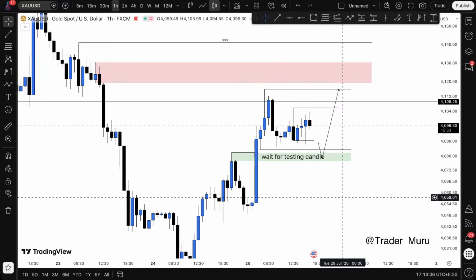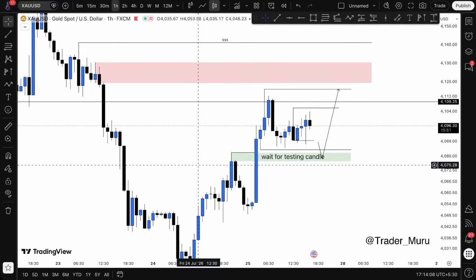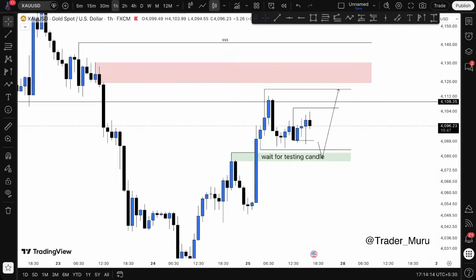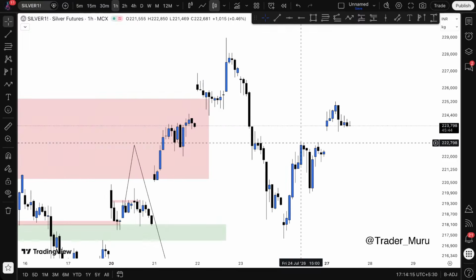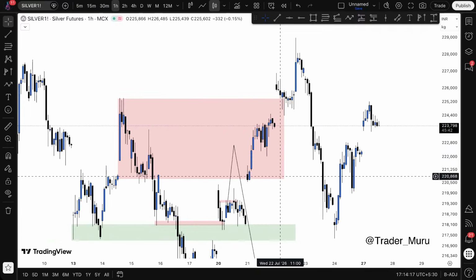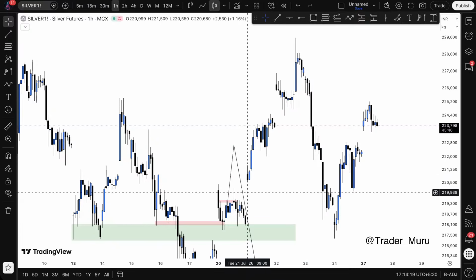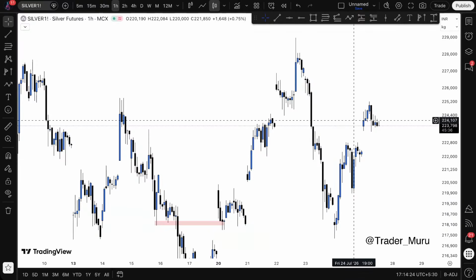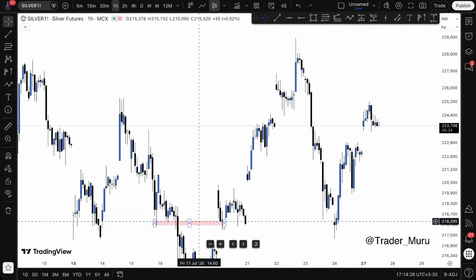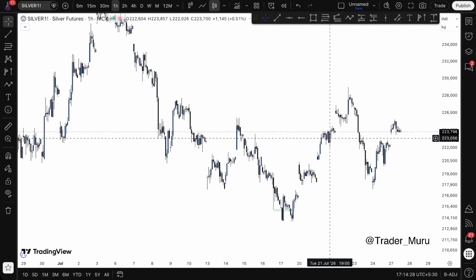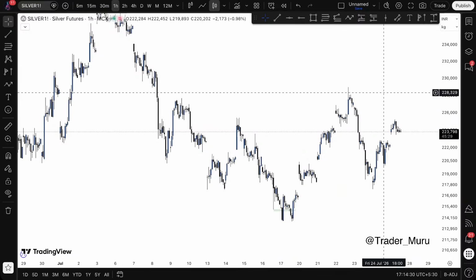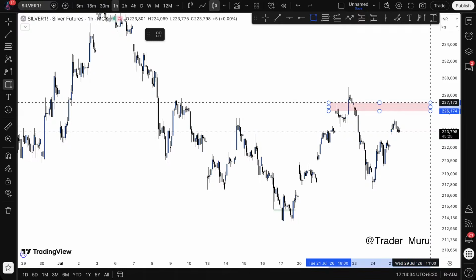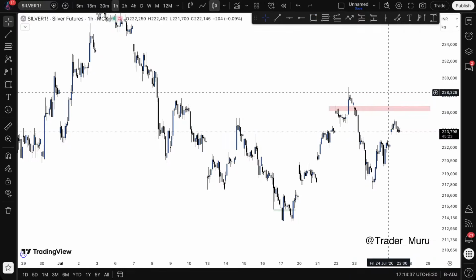So can you check silver on MCX? Silver on MCX. Previously we were expecting a drop from here, but it did not work. We have a new breakout structure. Test here, again pumping. So if you get this area, it will be a sell opportunity, priority.